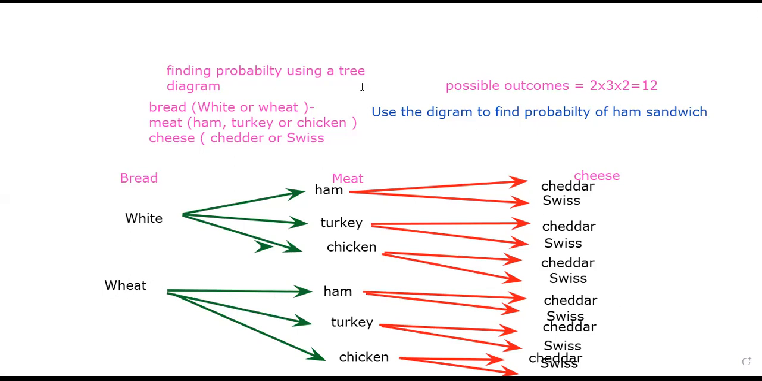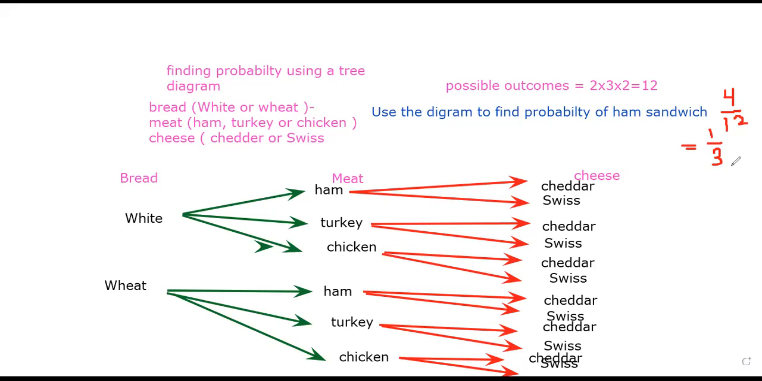So how many times will the probability be? 4 out of 12, and the simplest form is 1 over 3. So it will be 4 out of 12, right? In simplest form, it will be equal to 1 out of 3. Understood, Grade 7?